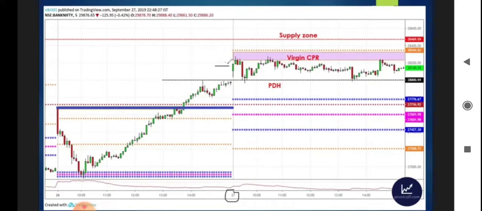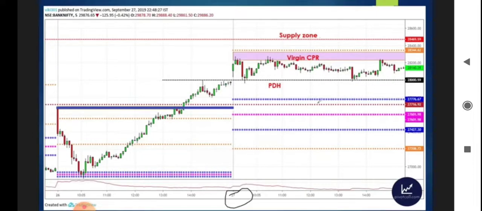The market opened with a bullish candle and suddenly it started facing resistance at the virgin CPR. This level you see is the virgin CPR. It reversed from the virgin CPR, took support from the previous day high, again it bounced, again it started facing resistance, again it came down, again it took support at the previous day high, again it went up, again started facing resistance, again came down. So that is the price action on August 27th.